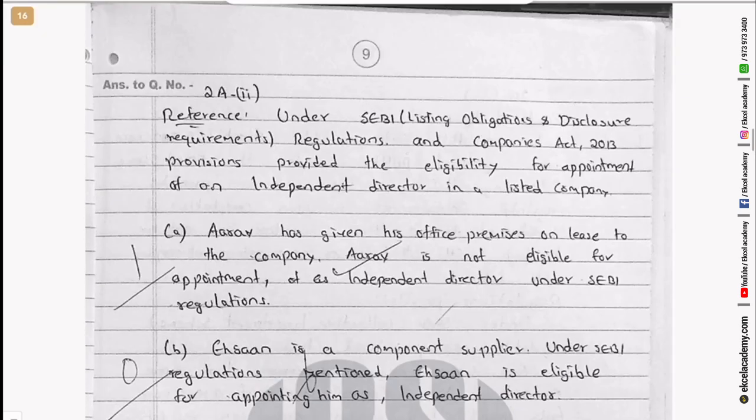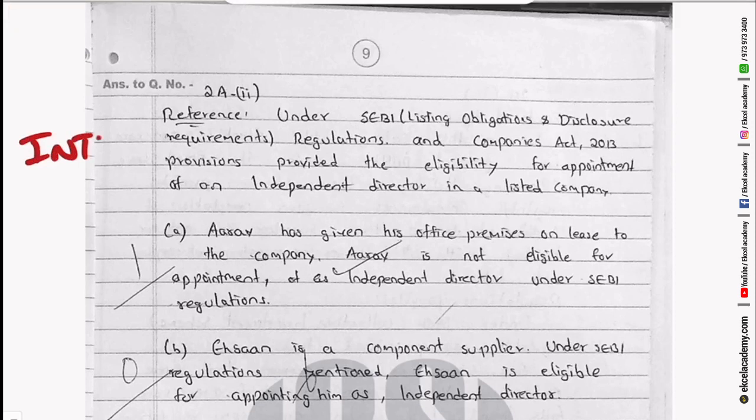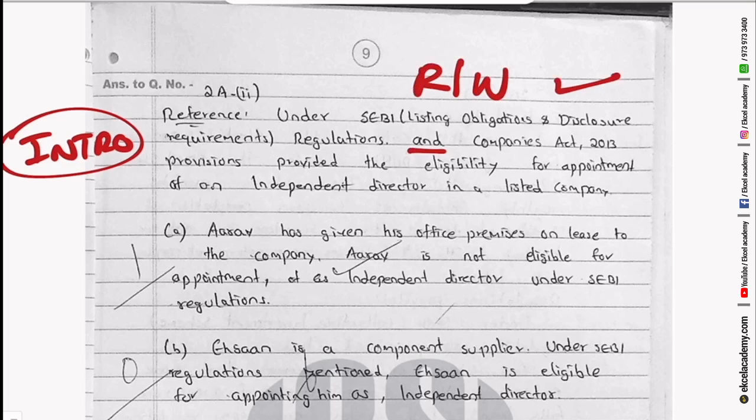For each of the scenarios, the first thing which is brilliant, which Uday has done, is he has given a beautiful introduction. Under the SEBI regulations, he has given the exact name also. And the Companies Act, which is very important. SEBI is always read with the Companies Act. So he has even mentioned that. Appointment of independent director in a listed company, we have to see both these regulations.